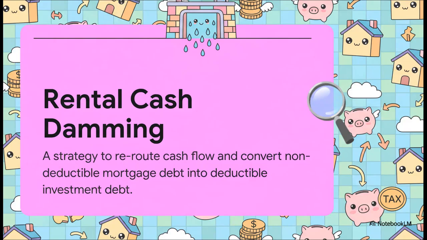So, what is it, really? In simple terms, it's a way of reorganizing your finances. You're rerouting your cash flows so that you can convert your personal mortgage debt into debt that the Canada Revenue Agency sees as having an investment purpose. The whole thing hinges on setting it up and maintaining it correctly, but it's fully compliant.